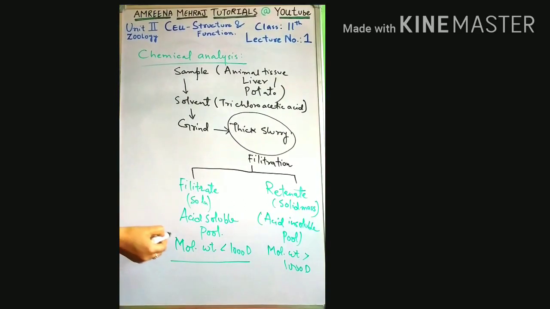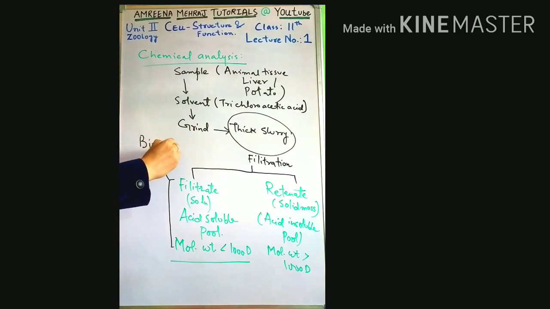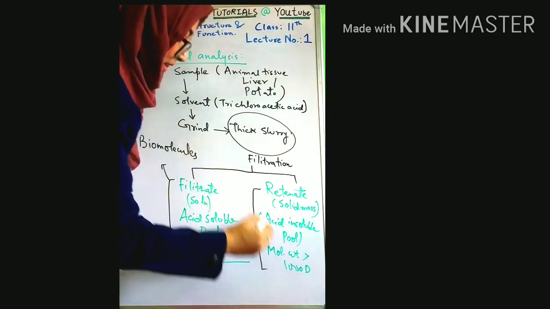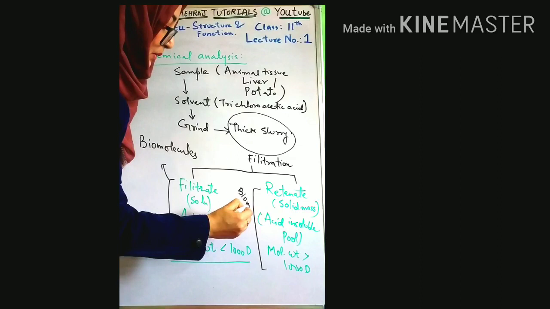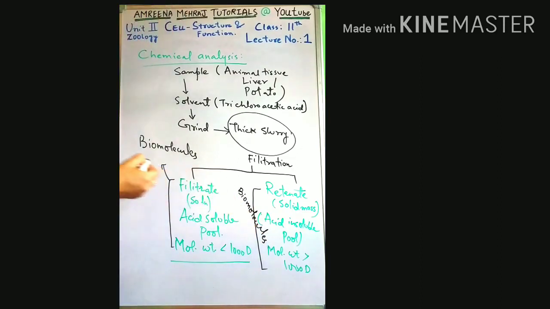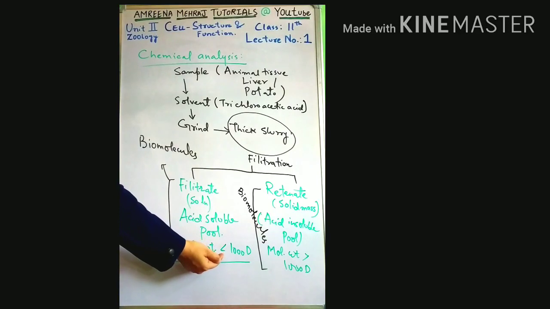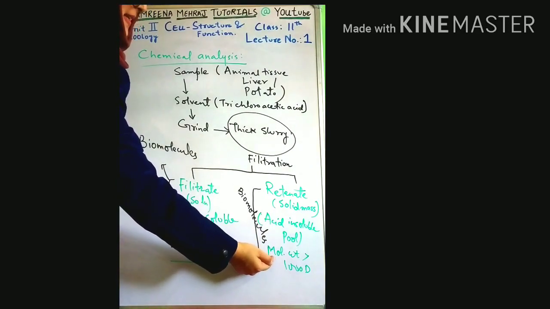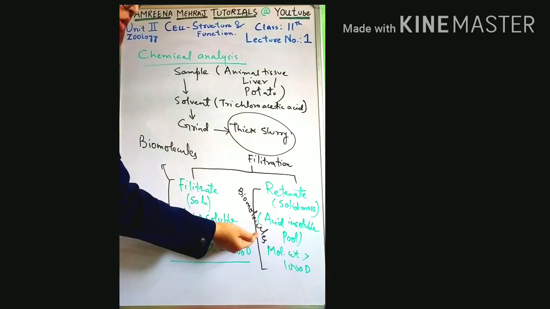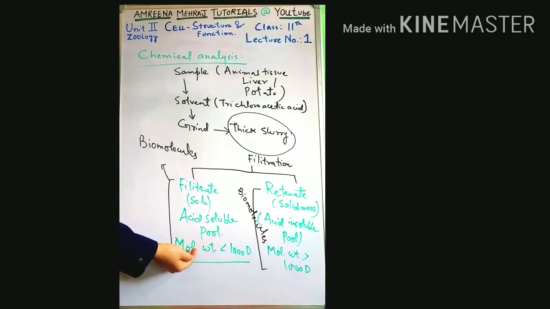Scientists call these molecules which remain in the filtrate part biomolecules. And all the molecules which remain there, they are also called what? Biomolecules. But there's an interesting thing. Molecular weight of these biomolecules which remain in the filtrate is less. And over here, the molecular weight of these biomolecules which remain in the retentate is more. Here it's less than 1000 Dalton, there it's more than 1000 Dalton.